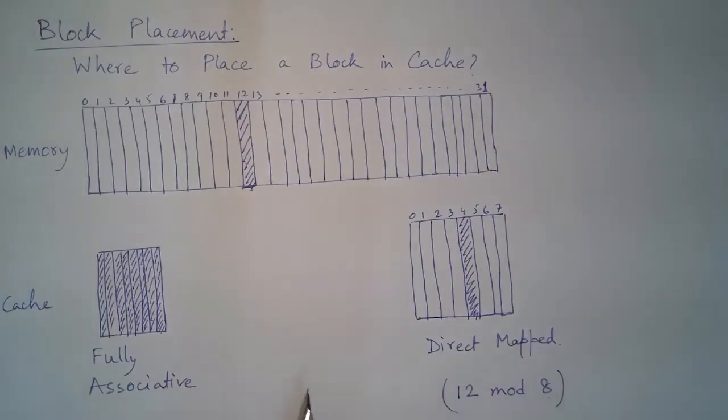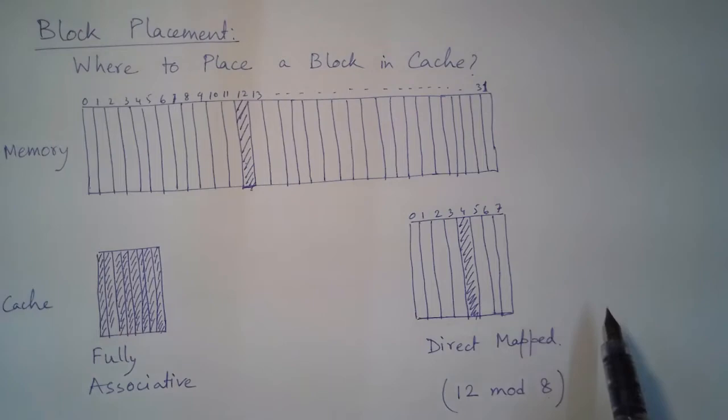Now, look carefully, there is only one place block 12 can go into, and that is why it is called direct map cache.